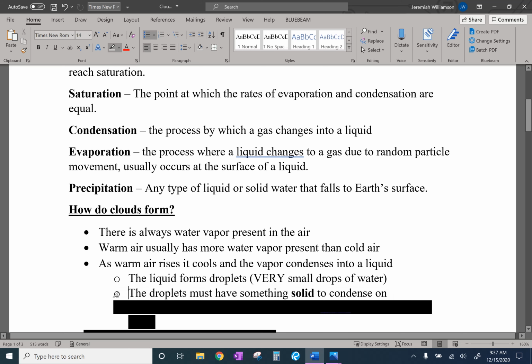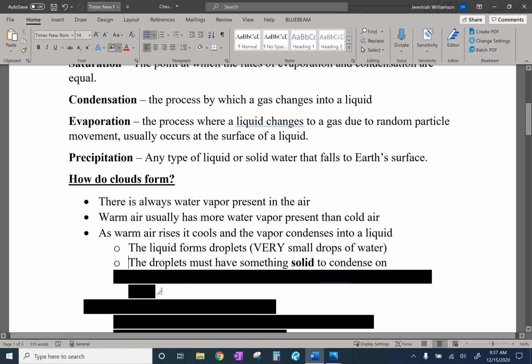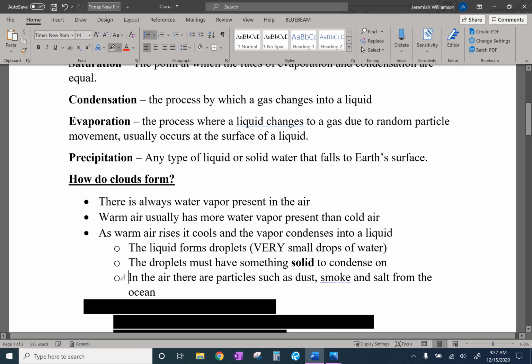All right, the next thing. Now, the droplets do have to have something solid to condense on. They won't really condense in and of themselves. So they do have to have something solid to condense on. And you may say, but Mr. Williamson, I thought our atmosphere was all gas. And if you flip back in your notes, or you remember me saying it, I said there were trace amounts of solids in our atmosphere. Not a lot, but there are some there. And what, you may ask, are those solids?